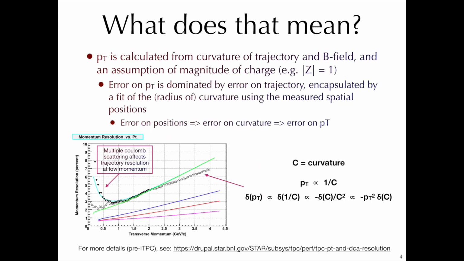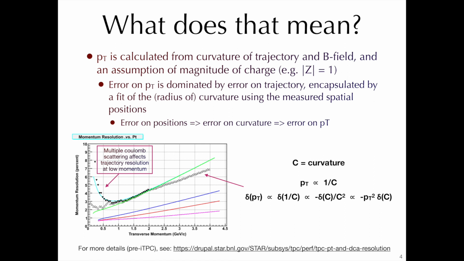What does it mean that it doesn't, for example, measure the momentum directly? Well, what we do is calculate the transverse momentum from knowing the curvature of the trajectory. It's actually the radius of curvature of the trajectory, and knowing the B field, and then assuming that the magnitude of the charge is 1. Because if the magnitude of the charge is 2, for example helium, which we do see, then you actually have to take that into account when determining what the true pT is.